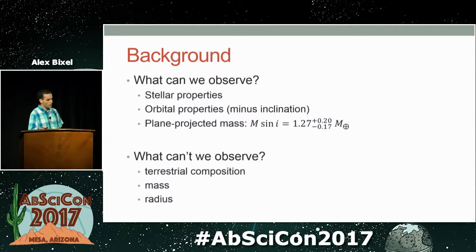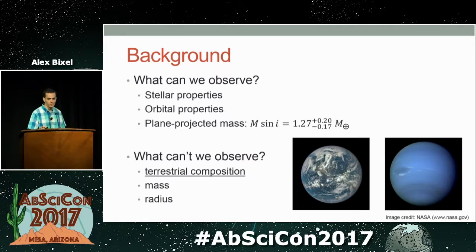We can observe stellar properties and many of the orbital properties, but we don't know the inclination. As we've heard, when you measure an RV signal, you're only given the mass projected along your line of sight. What we cannot directly observe is a rocky or terrestrial composition. We can't directly determine what the mass is, and we really don't have much of a constraint observationally on what the radius might be. I'm particularly concerned about the composition here.